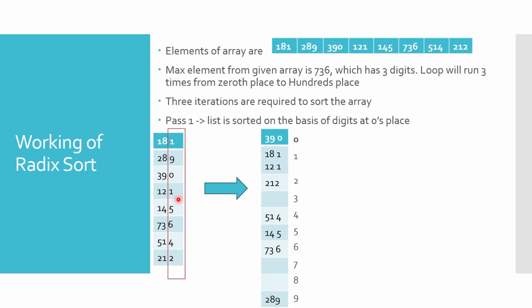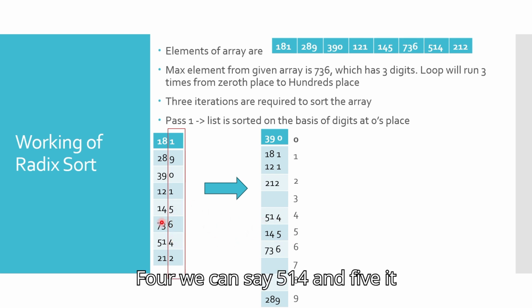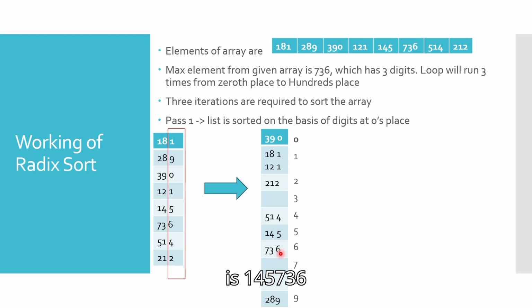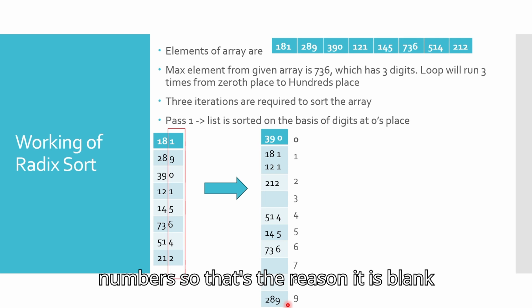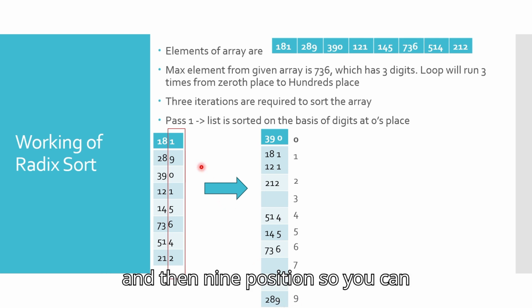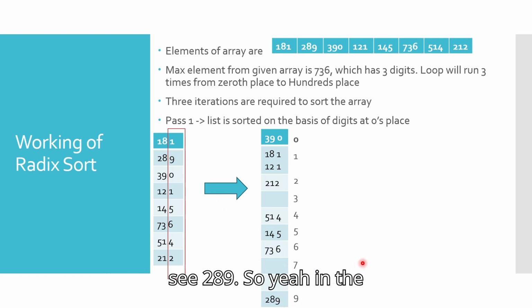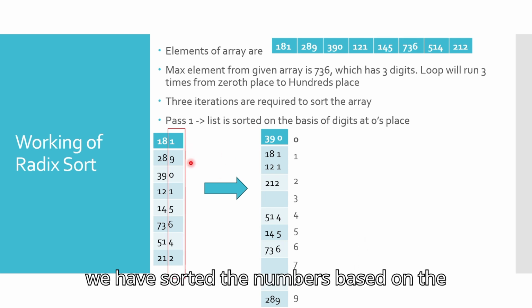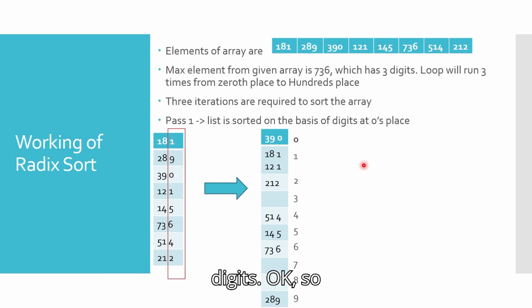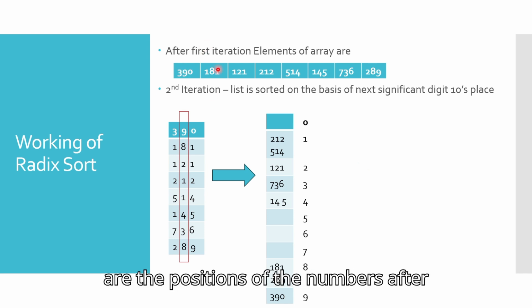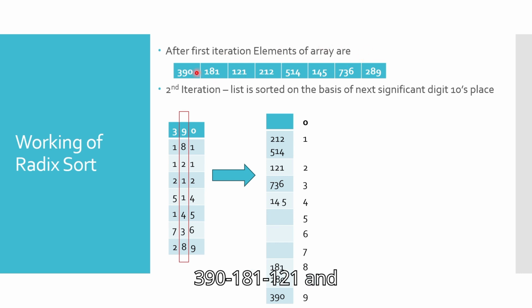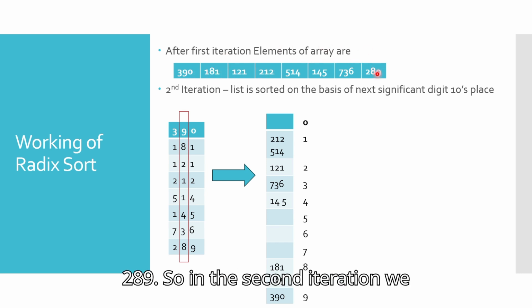Then for 4 we have 514, and for 5 it is 145, and for 6 it is 736. For 7 and 8 there are no numbers, so that's the reason they are blank. Then the 9th position, you can see 289. So in iteration 1 we have sorted the numbers based on the digits. These are the positions of the numbers after the first iteration: 390, 181, 121 and 289.